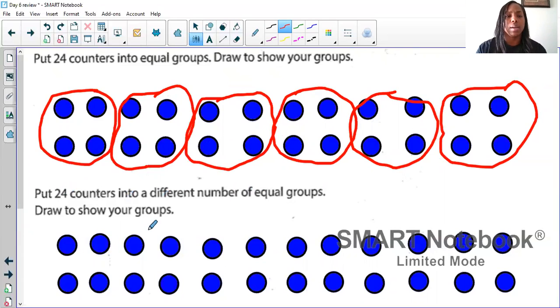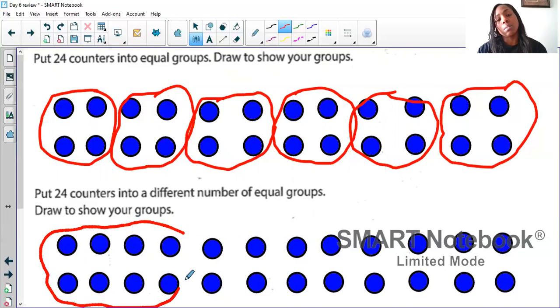So put 24 counters into a different number of equal groups. Why not? I'm going to do 8 at a time. So let me see. 1, 2, 3, 4, 5, 6, 7, 8. Can I do 8 at a time? No, it wouldn't be equal groups, would it? Okay. Oh, look what I did wrong. I started counting at the top. And I can't count this way for my 8 at a time. So let's try this. It would look good if we did our 8 at a time like this, didn't we?